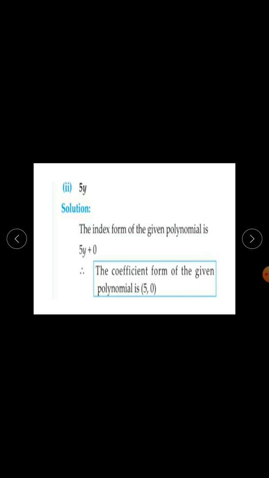Second subquestion 5y. So the index form of the given polynomial is 5y plus 0. In this polynomial there is no term having power 0 of the variable. So we can write it as 0. So the index form of the given polynomial is 5y plus 0. Therefore, the coefficient form of the given polynomial is 5, 0.